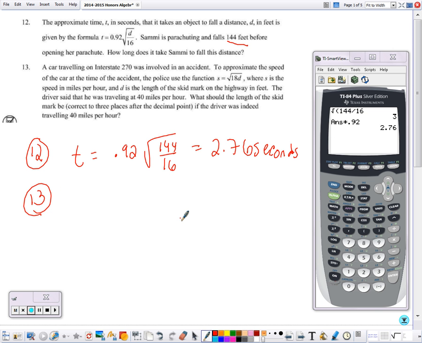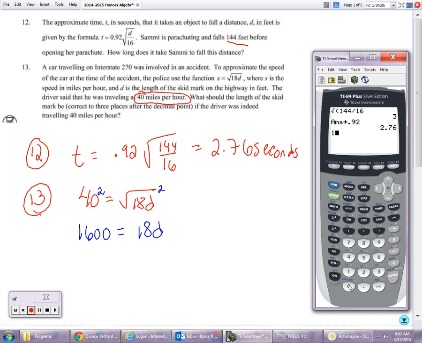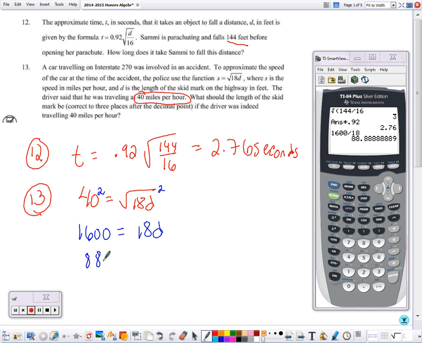For 13, they give us 40 miles per hour, which is a speed. So we're going to plug that into S. To solve, we're going to square both sides and divide by 18. We get, to 4 decimal places, 88.8889 miles.